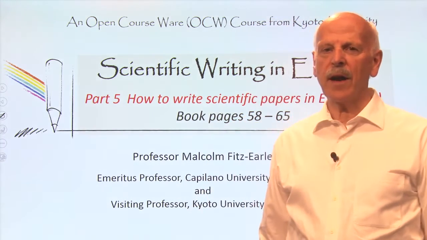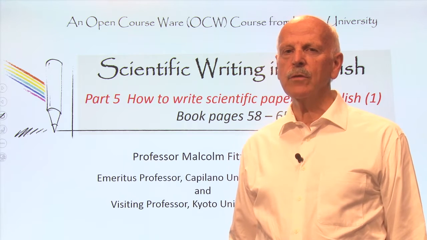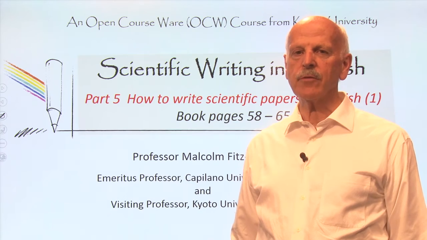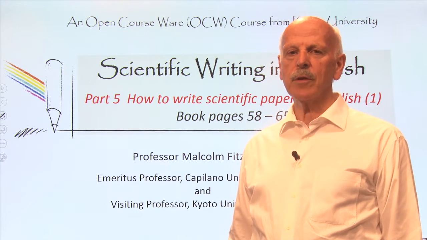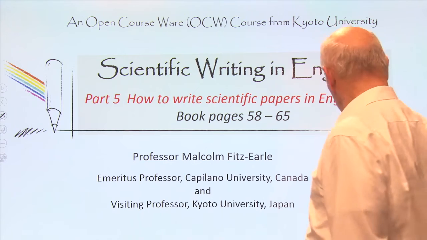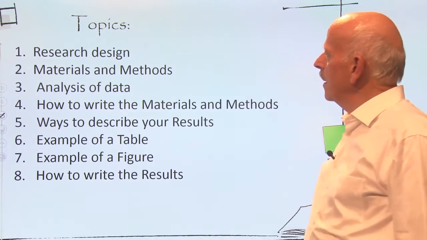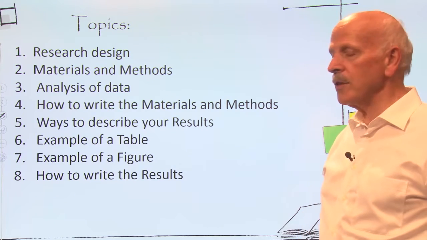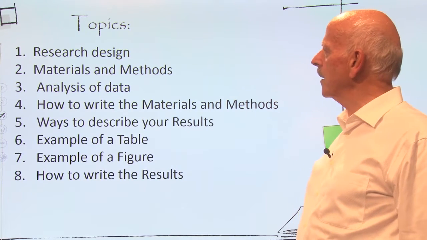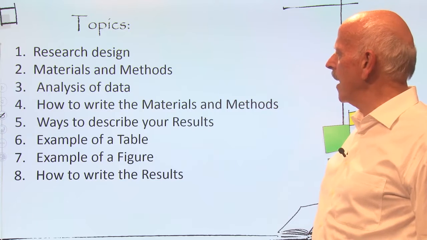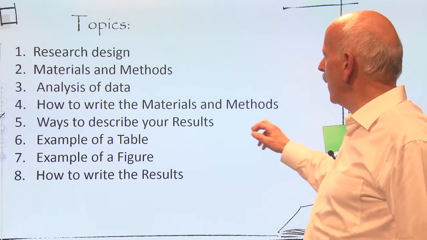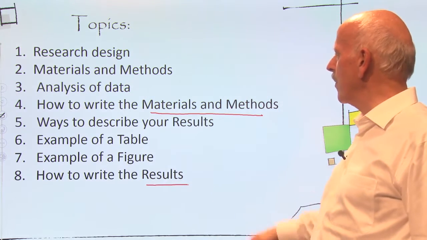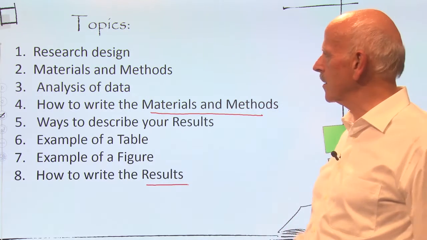So this is part 5, and it's the first of two segments on how to write the scientific paper, which is the central part of this whole OCW course. These are the topics for the first of the major sections on writing the research paper. It looks like a long list, but in fact there are two major topics within it: materials and methods and results.